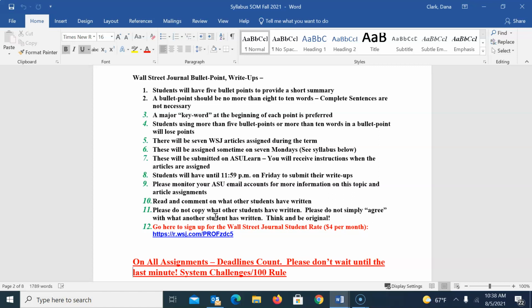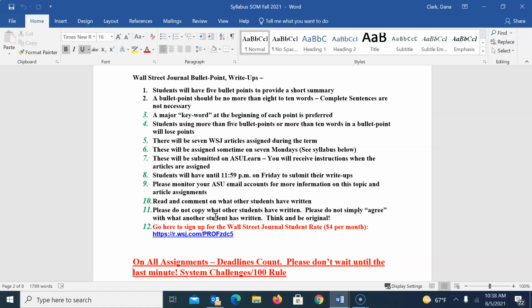Now, I usually get some kickback on this. Why do we have to do it in bullet points? You are not a generation that reads paragraphs. You read short things. In the business world, we communicate with bullet points, the essence of it in 10 words or less. So you have 5 bullet points, and you have to communicate each bullet point in 8 to 10 words or less.